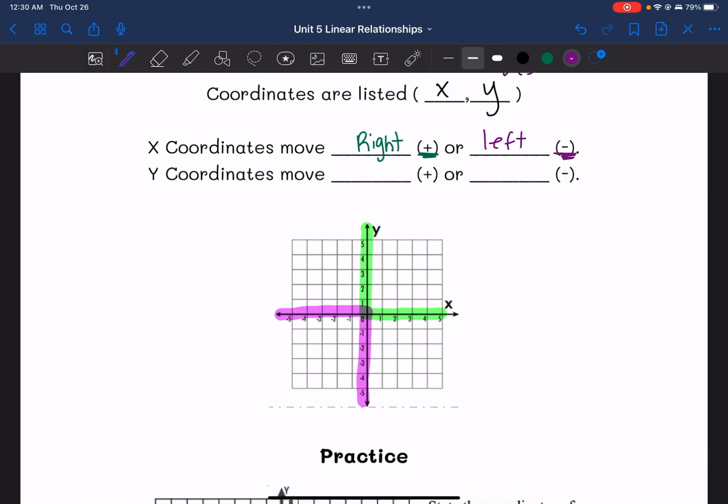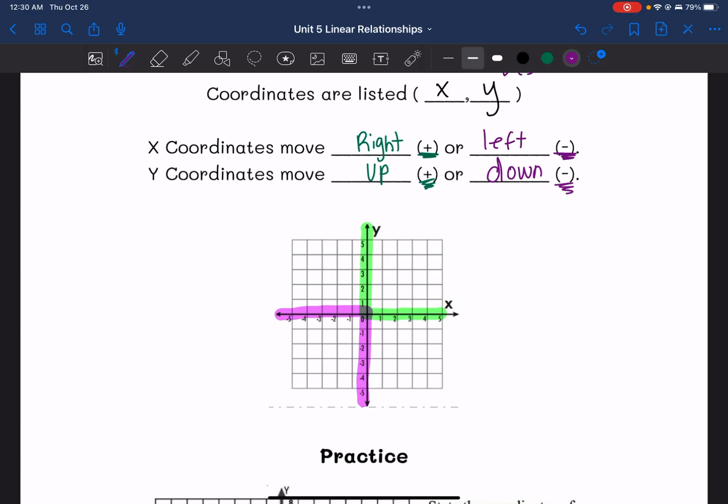All right, now let's look at the y coordinates. Okay, the y coordinate is either going to move up or down, right? So if we're in the positives, that means we moved up. So here we would write up, that would be positive. And if we go down, we are in the negatives, okay? All right, let's practice a couple of points.